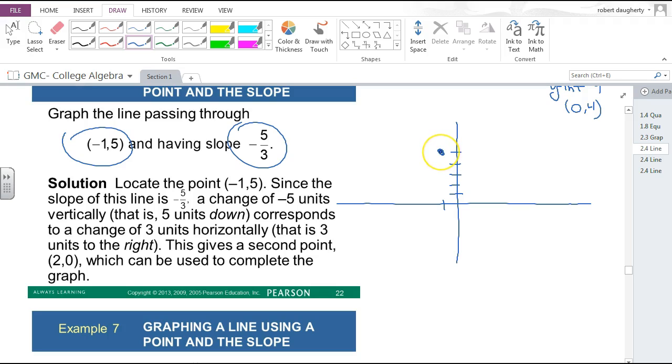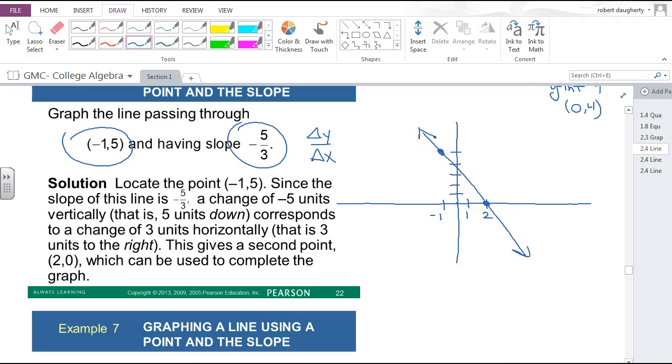Here's negative 1, 5. Now remember the slope is my change in y over change in x, okay? So looking at this, if I go in the negative direction of y, negative 5, change in y, 1, 2, 3, 4, 5. If I go negative 5, I need to go over positive 3. 1, 2, 3 right here. So if I go down 5 and positive 3 this direction, I'm back on the line. So that is this particular line.